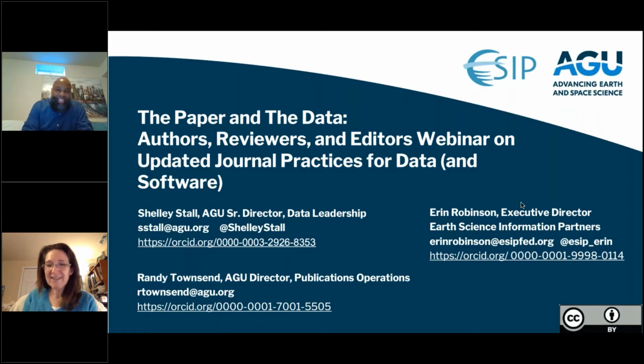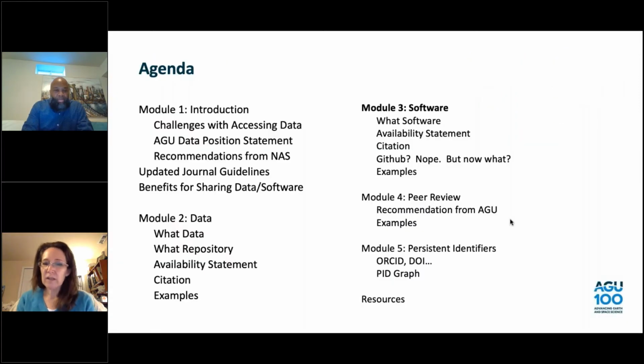Let's get started and talk about software. Which software are we referring to? We're going to talk about the availability statements and citations within publications, the bugaboo about GitHub and all of the other development platforms, and then we've got an example for you. So let's get going.